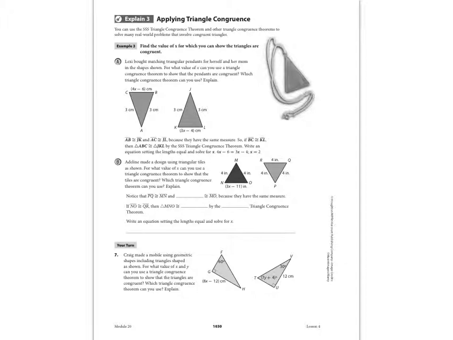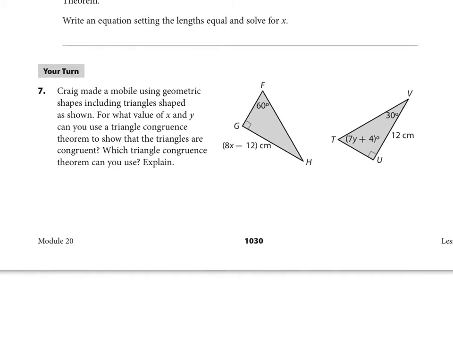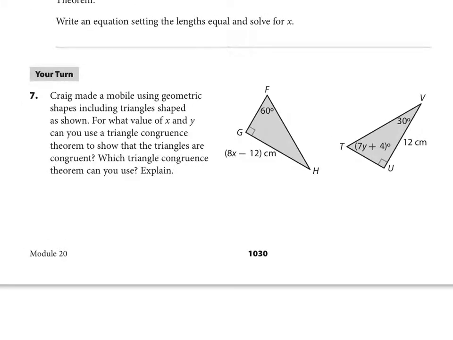And the last example we're going to look at is here at the bottom of page 1030. And we have here two triangles. Craig made a mobile using these shapes. For what values of x and y can you use a triangle congruence theorem to show the triangles are congruent? Which triangle congruence theorem can you use?